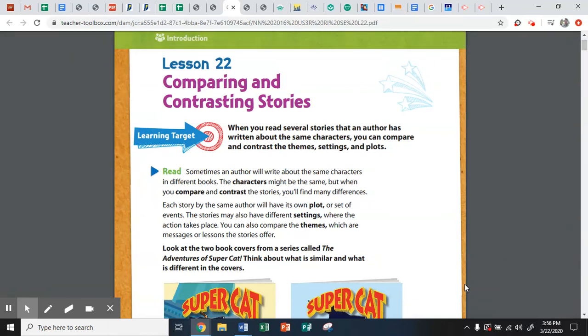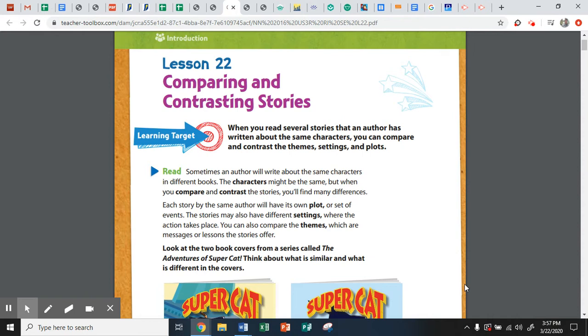Hi guys, today we're going to be working on lesson 22, comparing and contrasting stories. Now, the words comparing and contrasting we've talked about before. Comparing is when we are saying how two things are alike, and contrasting is when we are saying how two things are different.